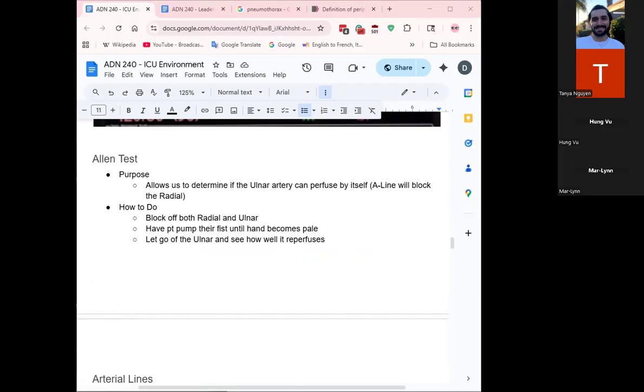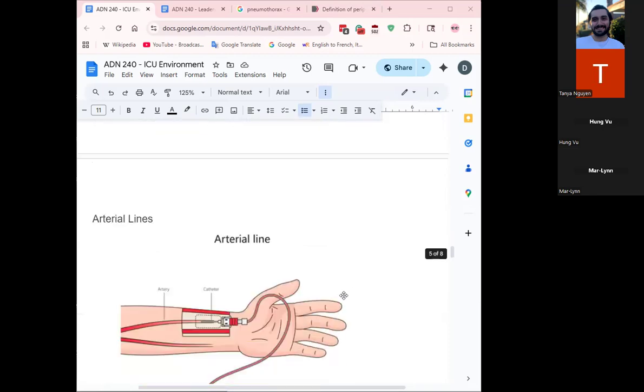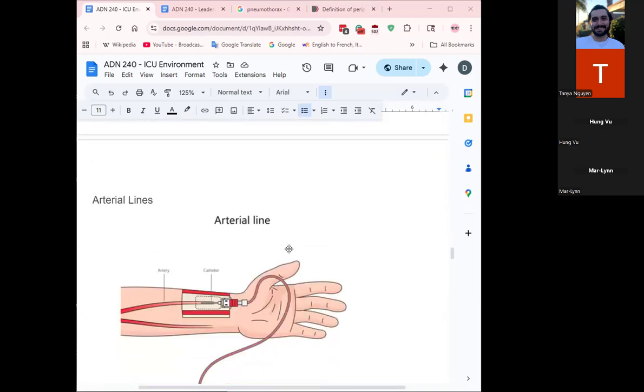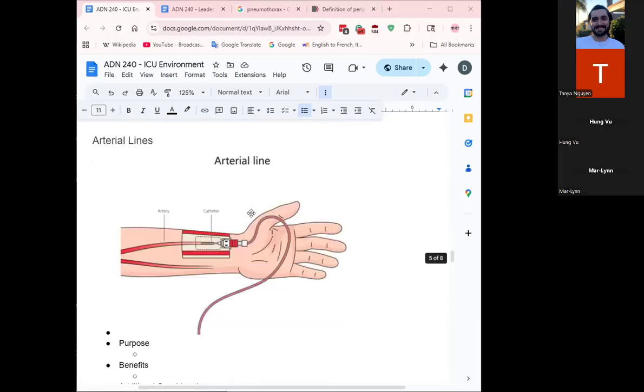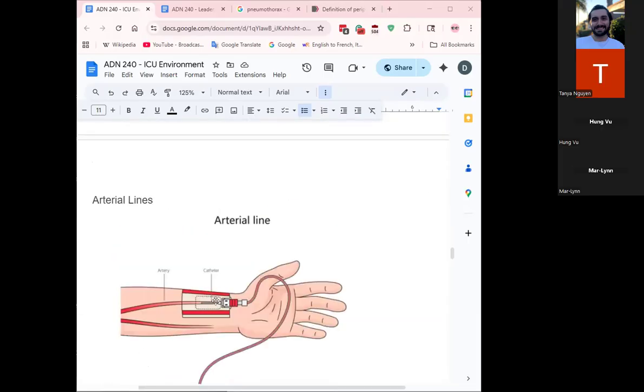Okay. So the Allen test is done before placement of an arterial line. That would be a line that's going to go through your artery. Very typically it's the radial artery, the one where you're feeling the pulse. So you can see here you have an artery here and you have an artery here. This is your radial artery. This is your ulnar artery.